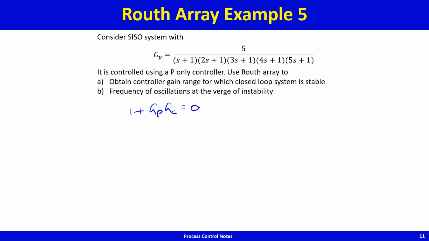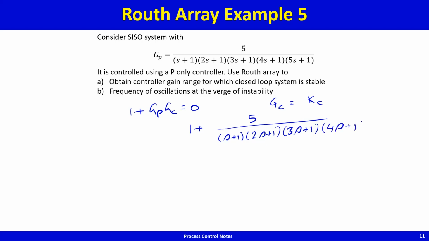For a proportional controller, Gc is equal to Kc. So therefore what we have is 1 plus 5 divided by (s plus 1)(2s plus 1)(3s plus 1)(4s plus 1)(5s plus 1), times Kc.